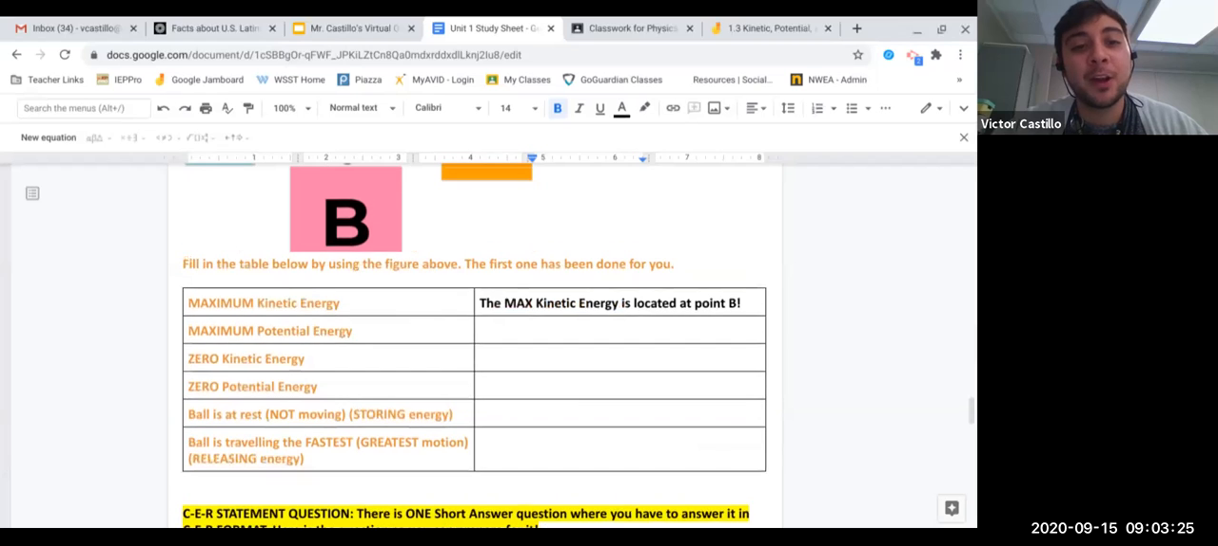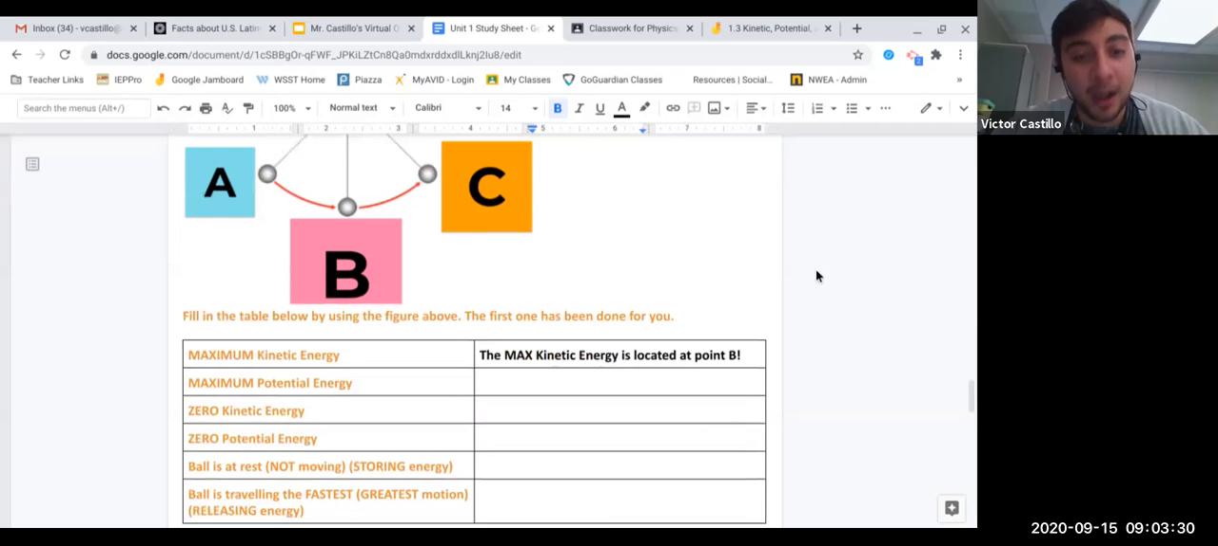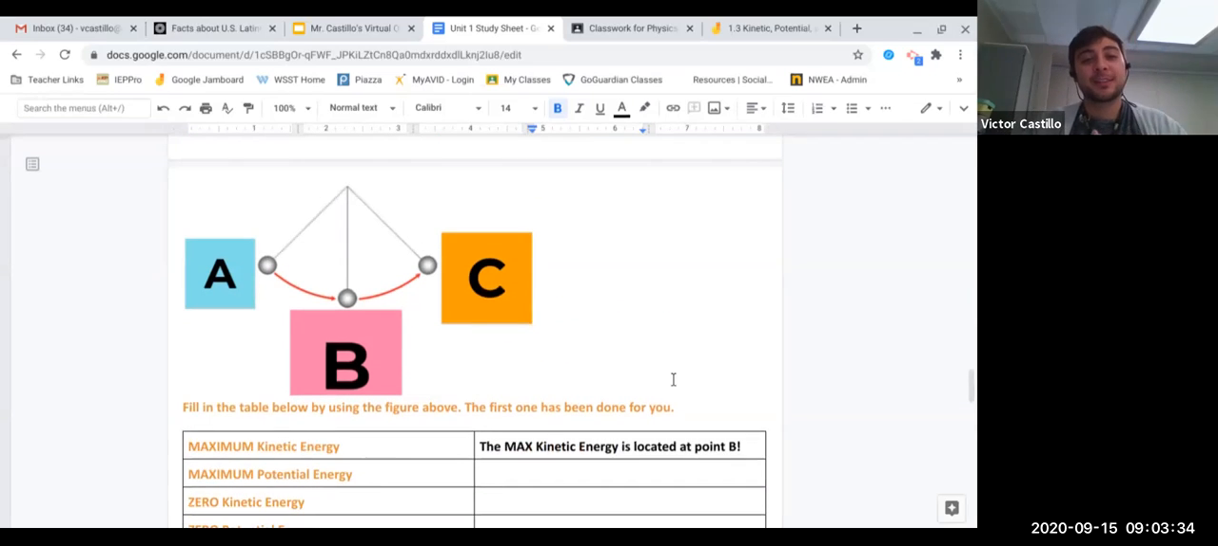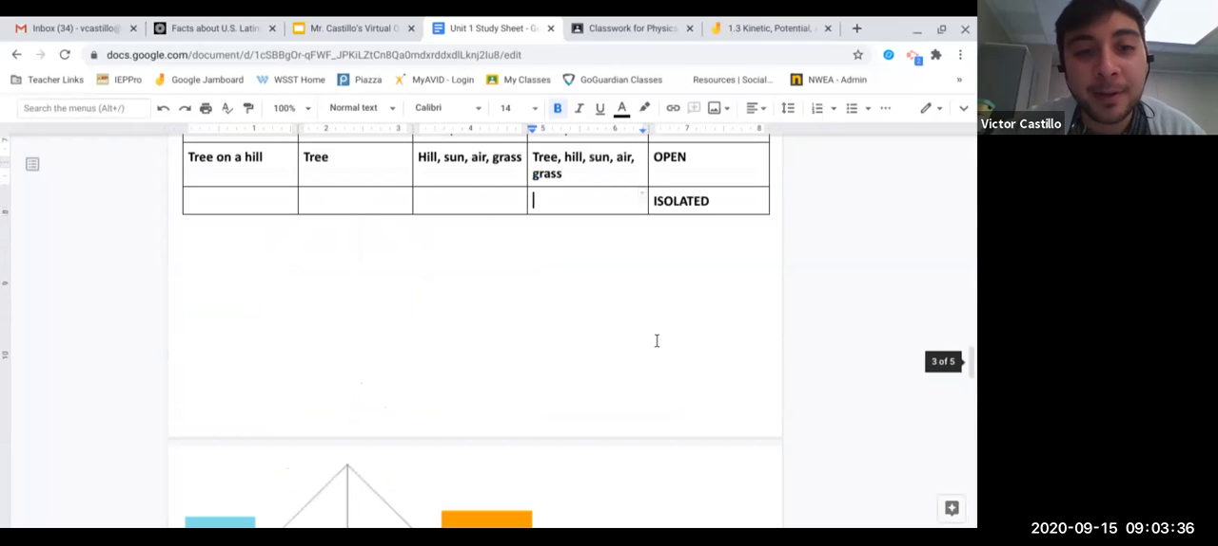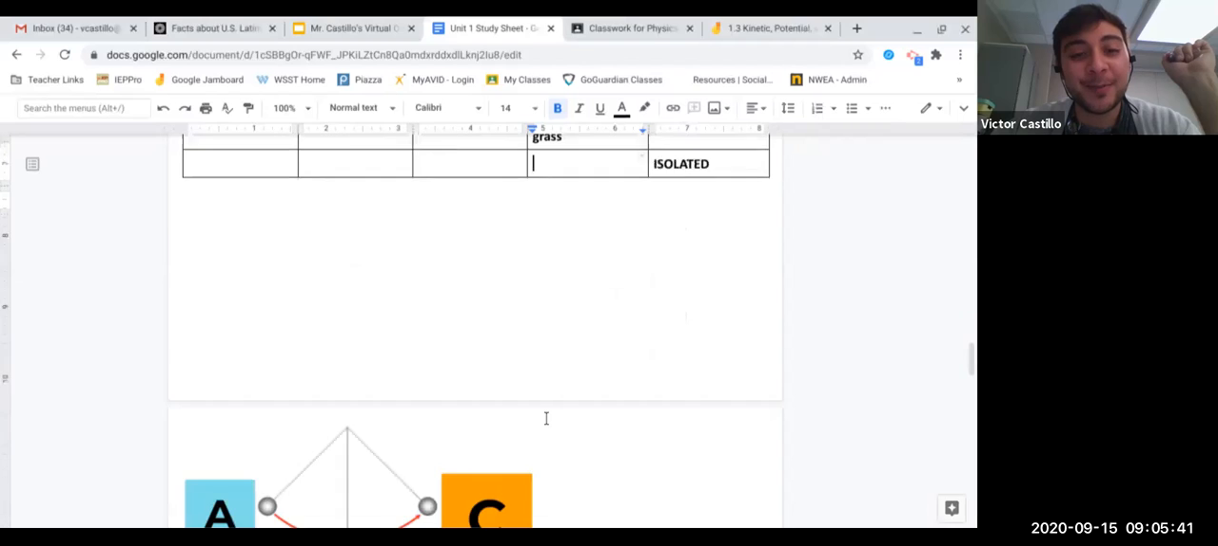Fill in the table below by using the figure above. So let me see if I can make this a little bit bigger. I cannot. That's unfortunate, but it's okay. So with this one, actually, I'm so sorry, let me pause this real quick. I feel like I was going too fast. Let me pause my recording real quick. Awesome. Let's move on down here.